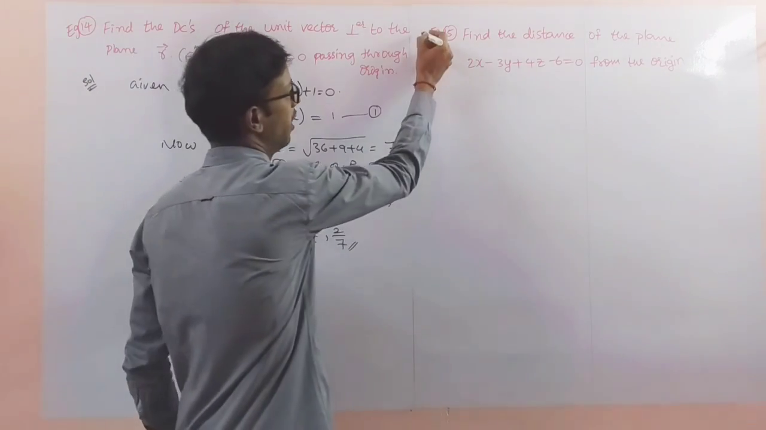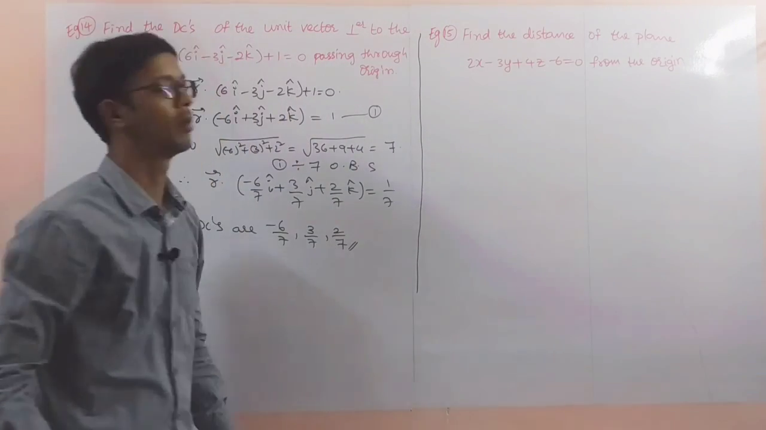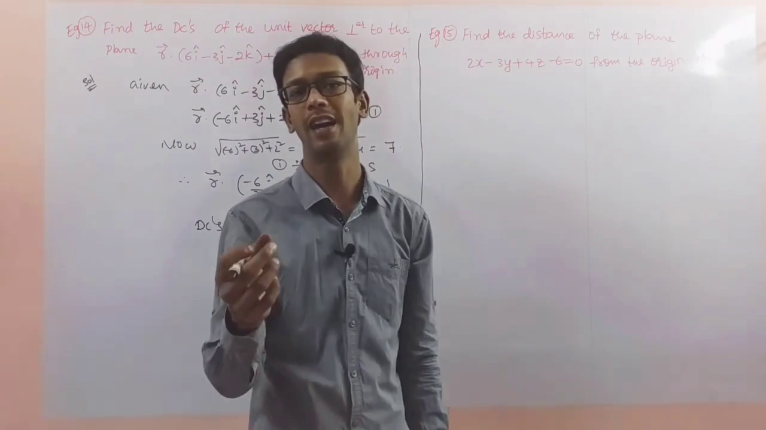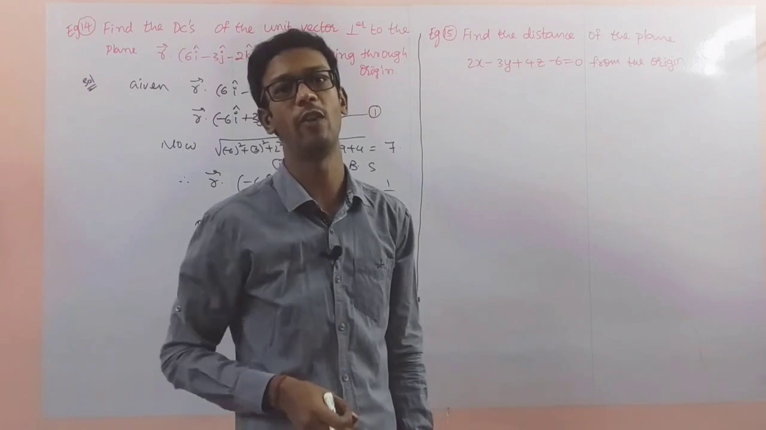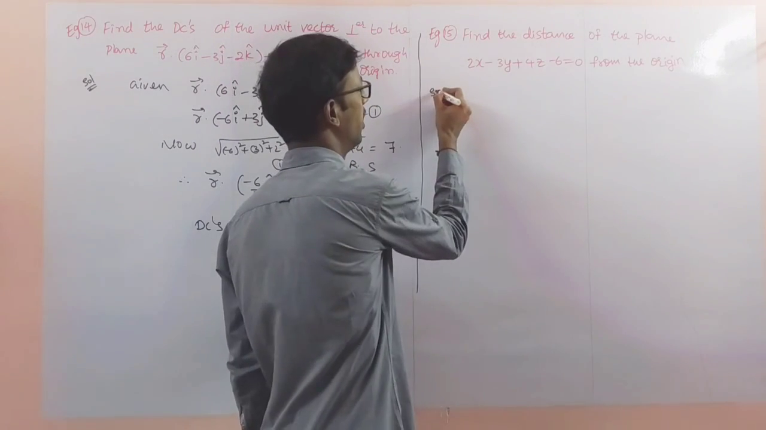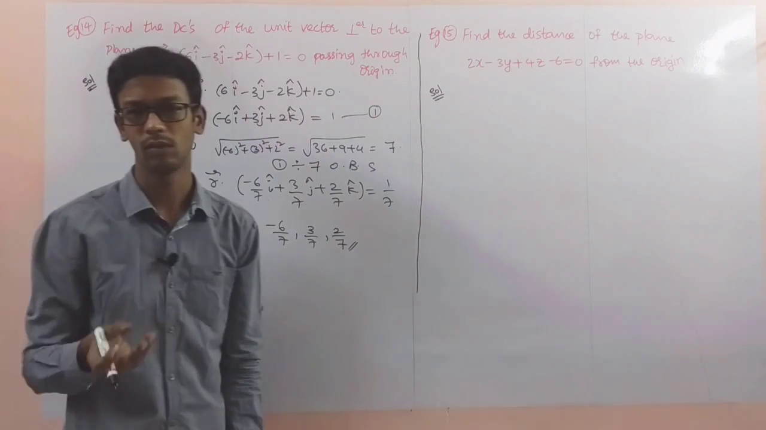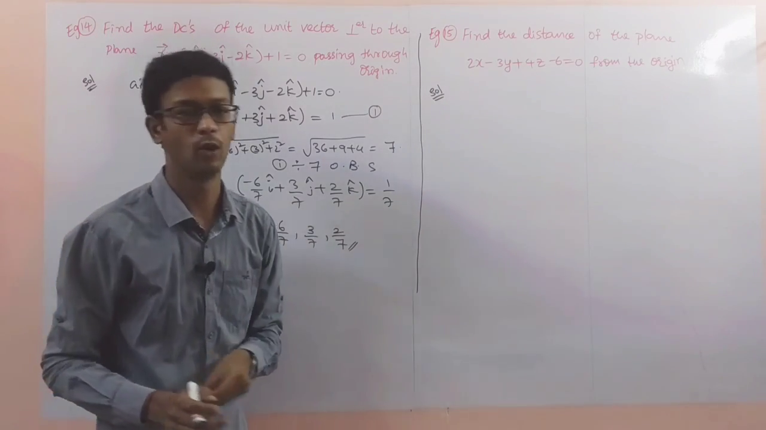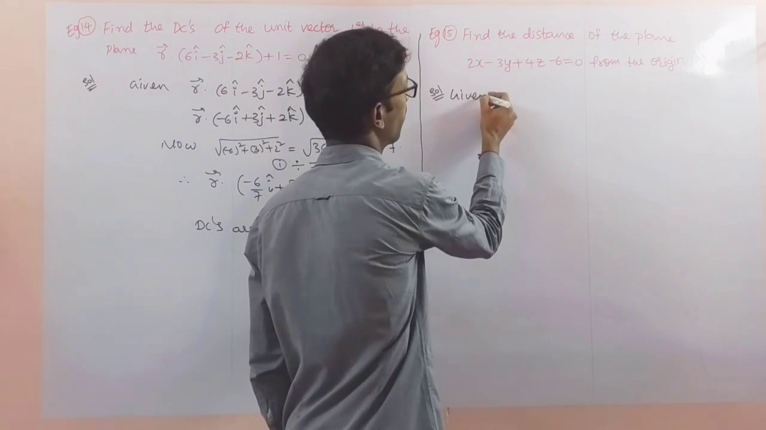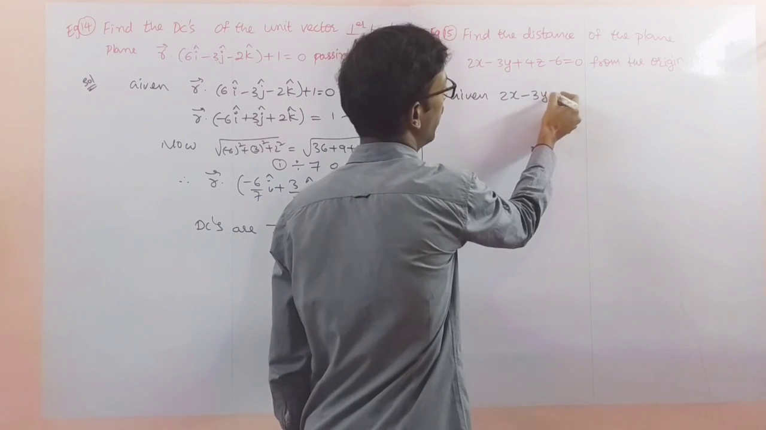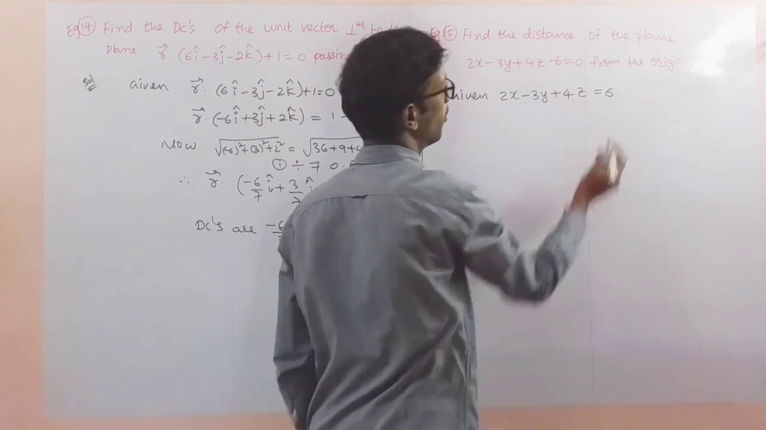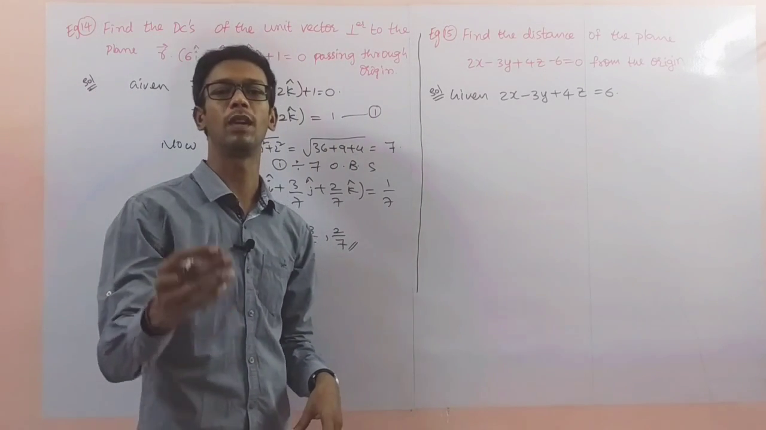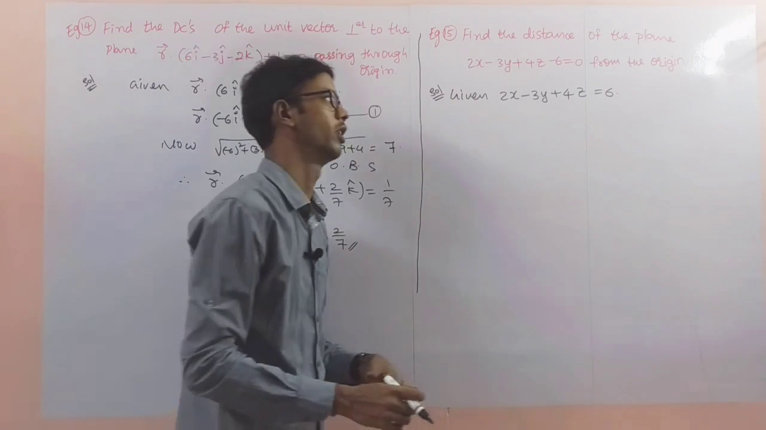Next, here the distance is asked. Problem number 15. Find the distance of the plane from the origin. From the origin to this plane, the distance means small d value is asked. Just convert first of all into normal form, Cartesian form. This is a vector form; you have to convert it to Cartesian form. Given 2x minus 3y plus 4z equal to 6. If the right side is minus 6, make it positive 6. The right side is compulsorily positive, because distance is always positive.